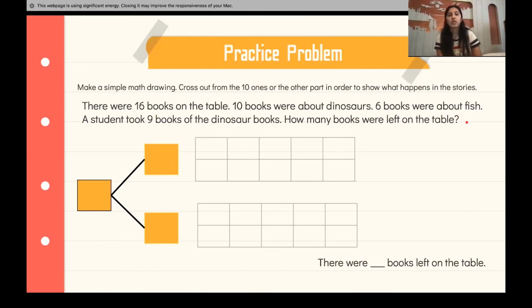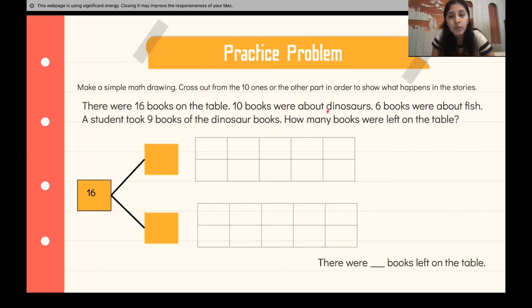Okay, so how many books did they have before they took away? How many? Yeah, there were 16 books on the table. So let's go ahead and write 16 right there. Okay, so we're gonna decompose the 16 into 2 numbers, right? Do we already know what those numbers are? If you do, go ahead and write them down.